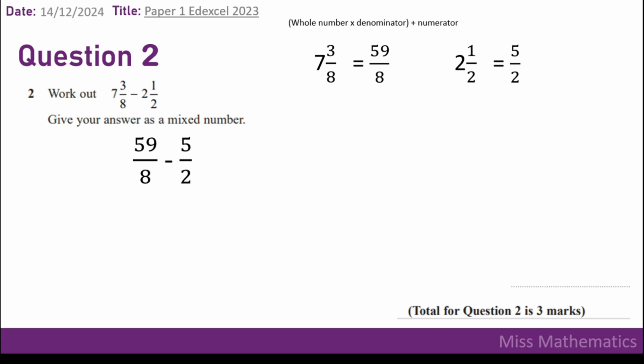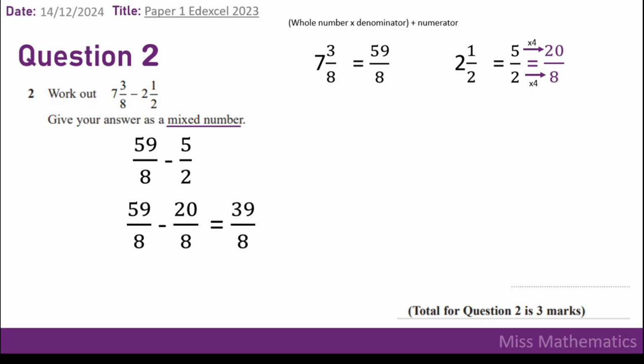However, the denominators are different here, so therefore we need to convert 5 over 2 to have a denominator of 8. We can do this by timesing both the top and the bottom by 4, and we get 20 over 8. Then 59 over 8 minus 20 over 8 we can easily do to get 39 over 8, and it tells us to give our answer as a mixed number. So 8 goes into 39 4 times, and then you have a remainder of 7, so you get 7 on the top. Therefore our answer is 4 7/8.